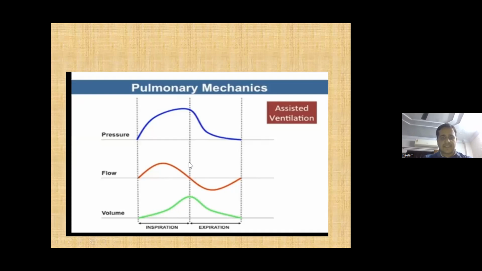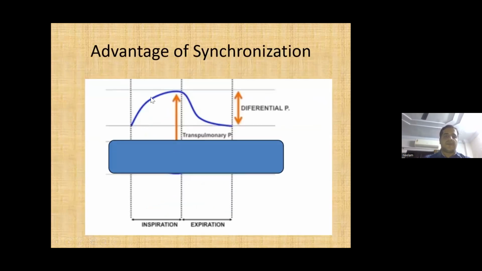Other things will be the same. The tidal volume and the flow will be the same. Only the pressure in spontaneous breathing is negative pressure, whereas in a ventilator breath, it is always a positive pressure breath. Okay. So this is a ventilator breath, which is actually a positive pressure breath.